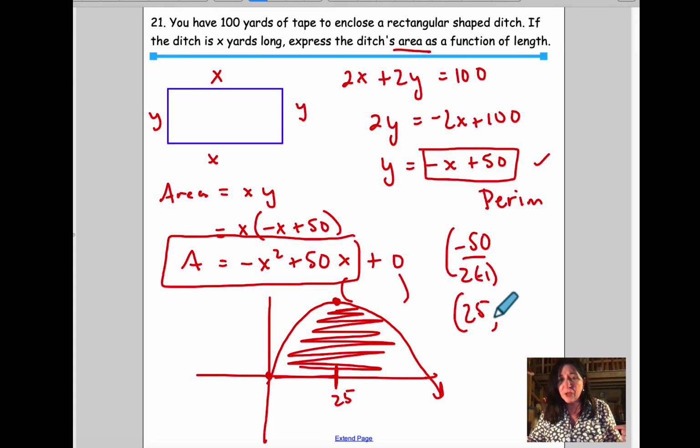In order to find that other value, the area, I would go negative x. So negative, sorry about that. I just wrote that wrong. Hold on one second.